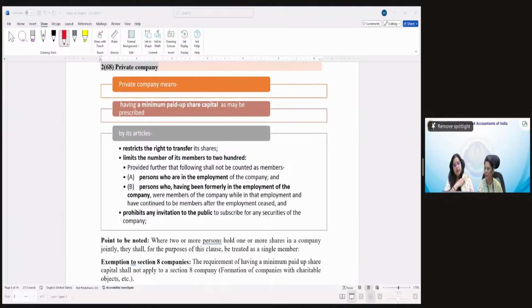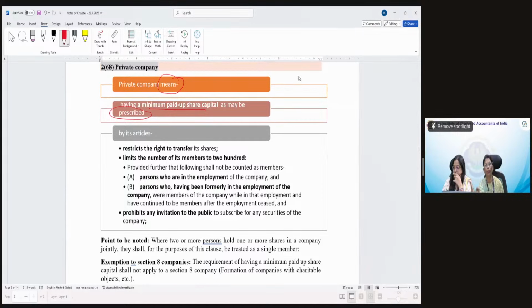Sure, okay, so let's move further. Private company. It is given under section 2, clause 68. This is talking about private companies. It prescribes having the minimum paid up share capital as may be prescribed. Prescribed means given under the rules.